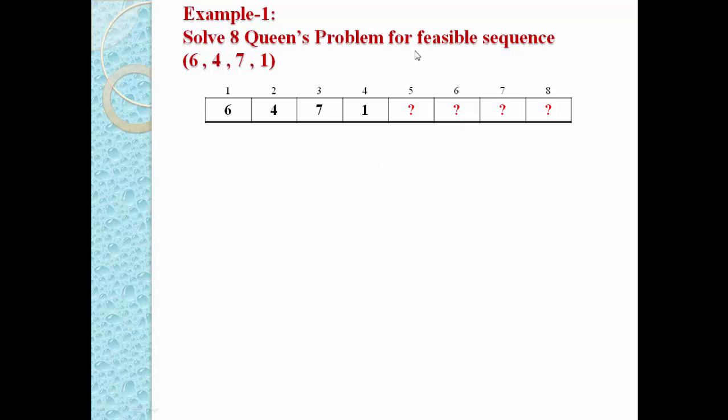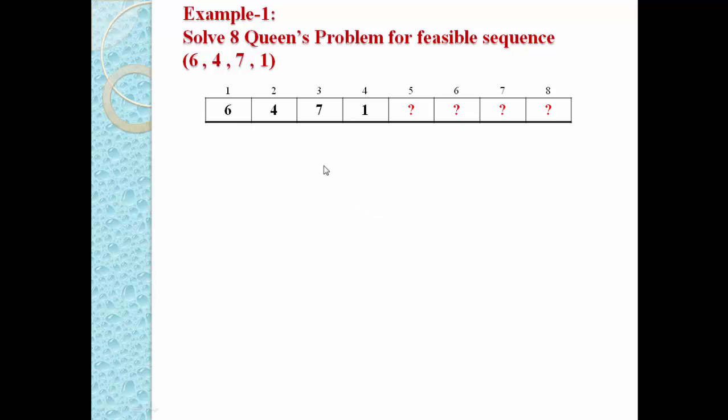Solve the 8 queens problem for the feasible sequence 6, 4, 7 and 1. Here the positions of the first 4 queens are given and we have to identify the positions of the remaining 4 queens. As we discussed in our previous video, we will place our queens row wise. So the first queen will be placed on the first row, the second queen on the second row, the third queen on the third row and so on. And the value indicates the column number. For example, 6 indicates column number 6, 4 indicates column number 4, 7 column number 7 and column number 1.